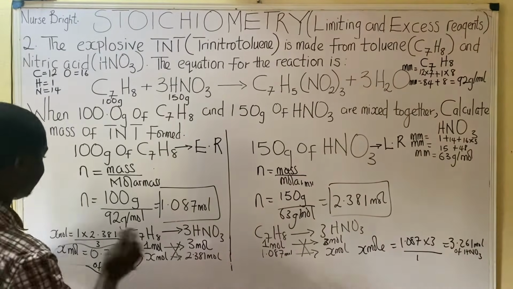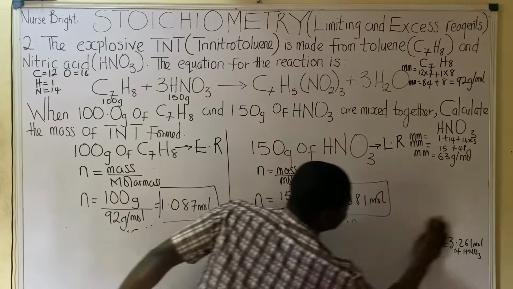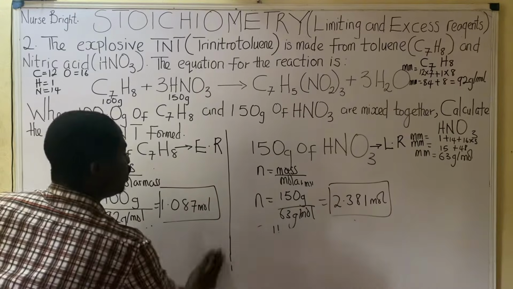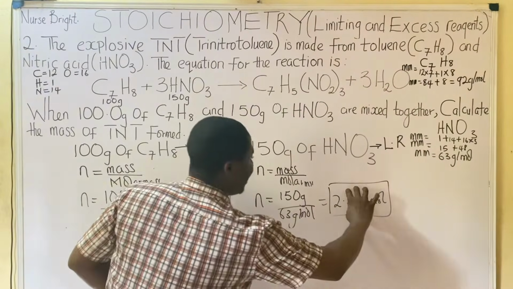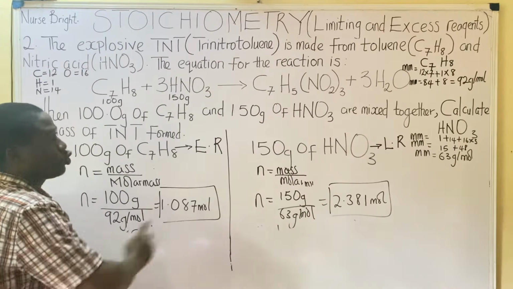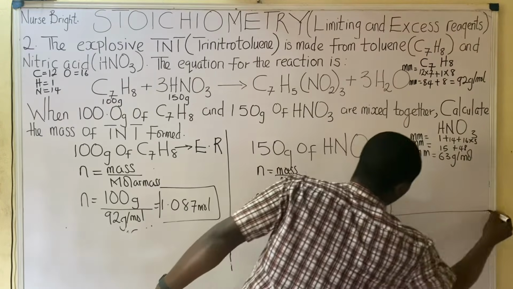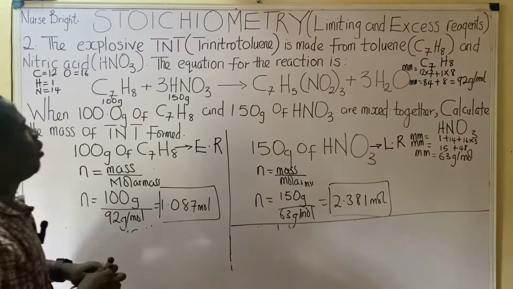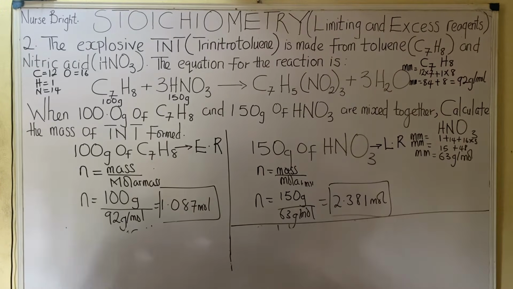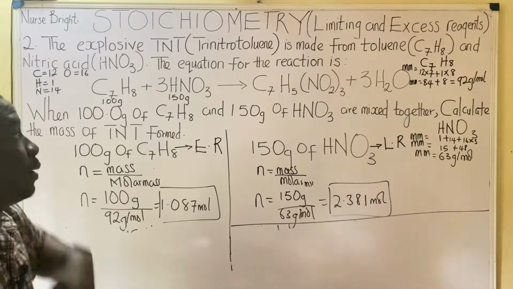Let me just wipe the board. Okay, it is not all of this I did just now. This one I just did to tell you which one is limiting and excess. It is this guy or this guy. If this guy were to be the limiting, I'll use it to relate with my product. So this is what I mean now. Just watch. Simple like A, B, C, D. So now we already know that the equation is balanced already. Okay, you must watch if your equation is balanced. The equation is balanced already.